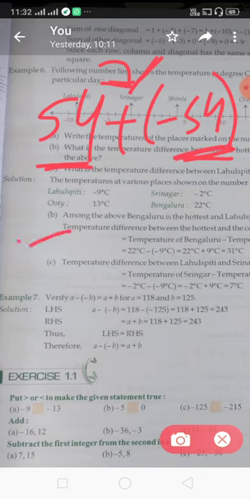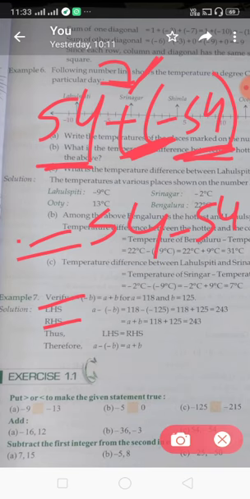Okay, now you add it. So how do you add it? You cannot put two signs just together. So these two signs simplify. Plus into minus, what will you get? Minus. Minus 54. Now 54 minus 54, what will you get? 0. You see here both have different signs. Here is the plus sign, here is the minus sign. So what will you do? The difference of 54 minus 54, you will get 0. Final answer is 0.